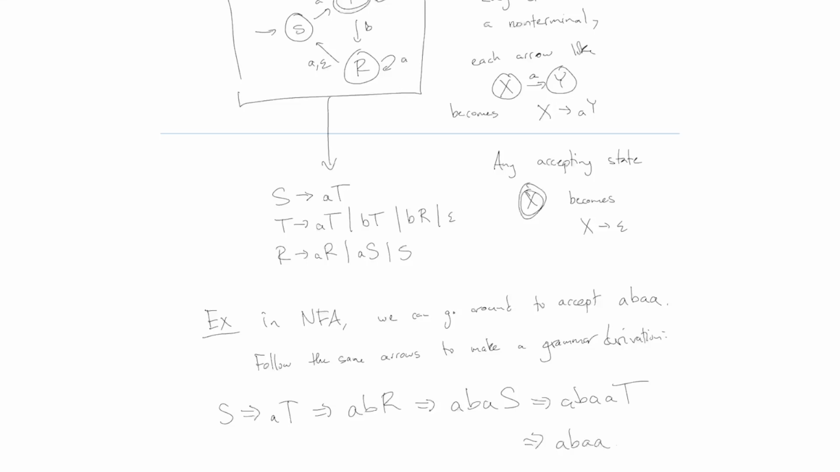ABA, all right? I think it's pretty clear that if you follow arrows in the original NFA diagram, that corresponds exactly to building this string one letter at a time. And so deriving it from the grammar is exactly the same as being able to go around the arrows in the original diagram. They are the same thing.